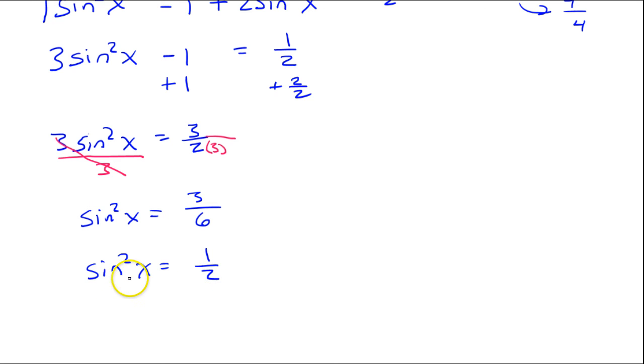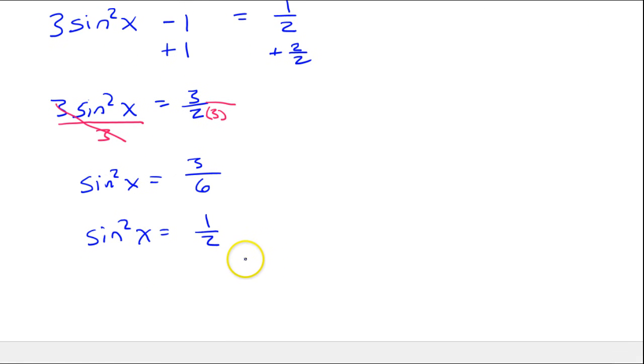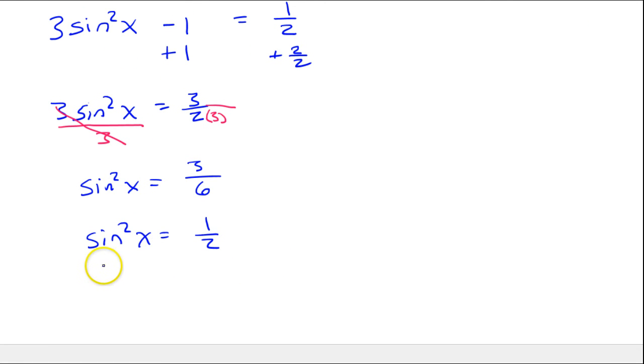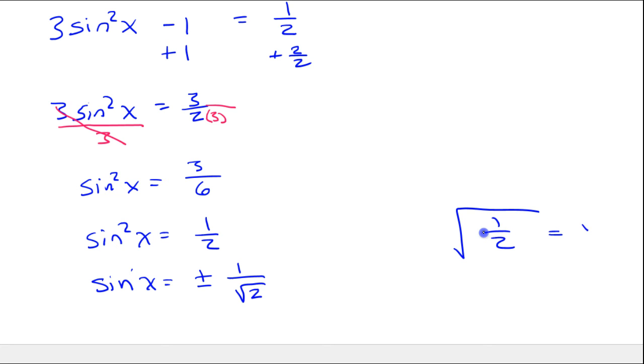Now it's time to take the square root of both sides. Now be careful, because when you take the square root of both sides, you have to remember that the solution can be positive or negative. So I will have sine x is equal to plus or minus 1 over the square root of 2. Please understand, if I take the square root of 1/2, that's the same thing as square root of 1 over the square root of 2. And the square root of 1 is just 1. So that's how I got 1 over the square root of 2.